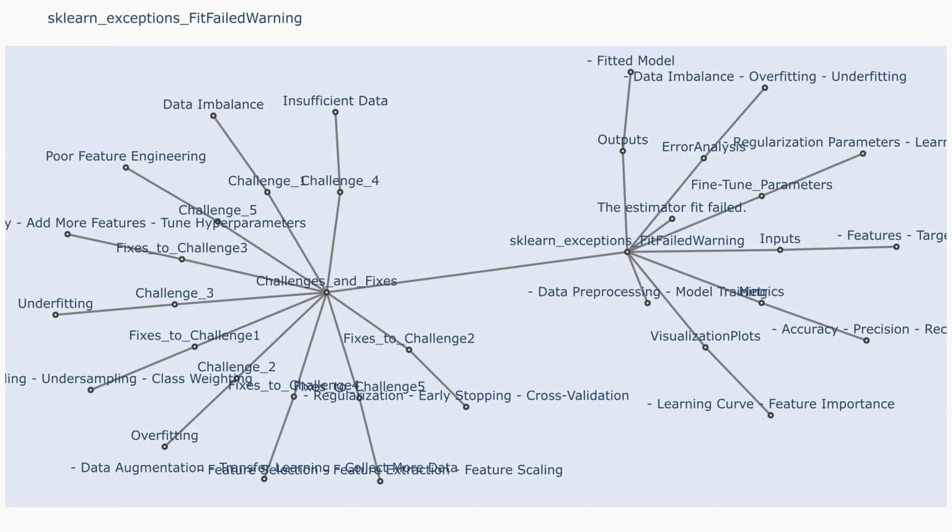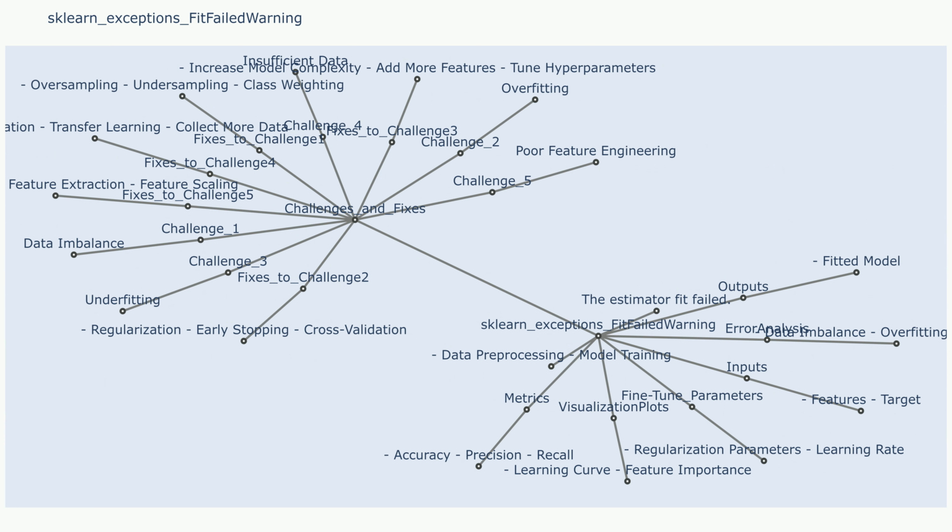Outputs: fit-failed warning: this warning is emitted by the SKLearn model's fit method. It informs the user that the model has encountered difficulties during the fitting process. Model object: even with a warning, the model object might be fitted, but its performance might be unreliable.